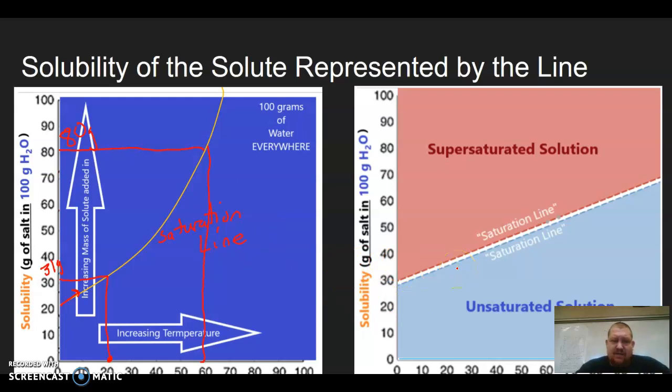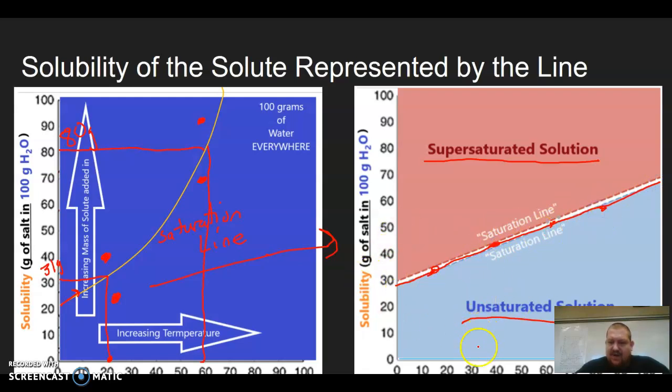But what if I ended up with more than 80 grams, or less? Or more than 31, or less? We need to be able to describe that, and that's what this section over here is for. We're going to describe it as supersaturated or unsaturated. Our saturation line is through here, and anywhere on this line is a saturated solution.